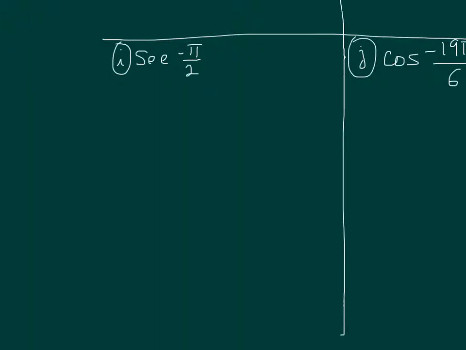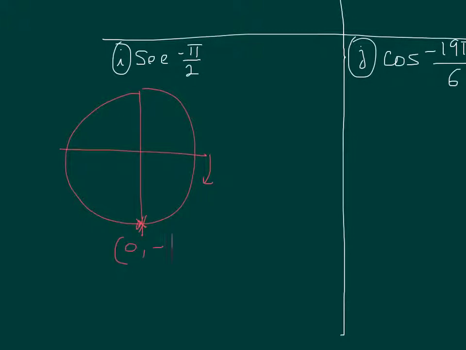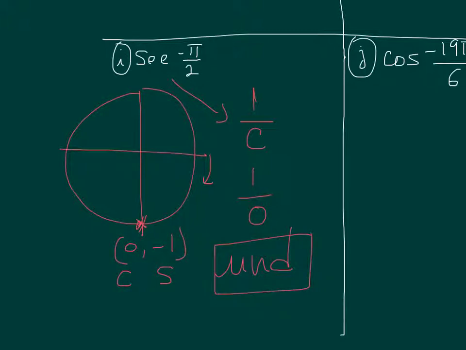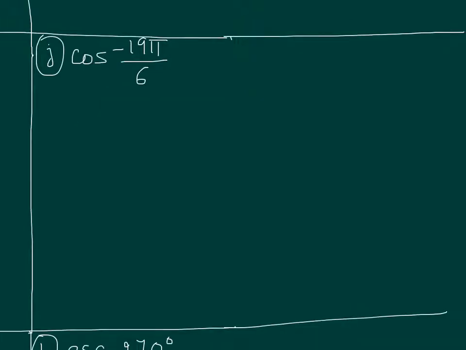Part I. Secant of negative pi over 2. If you draw negative pi over 2, you end up on the axis. You cannot form a right triangle here. You label the point, which is 0, negative 1. That's a cosine, that's a sine. Secant is the reciprocal of a cosine. In this case, it's the reciprocal of 0, which is undefined. Cannot divide by 0.